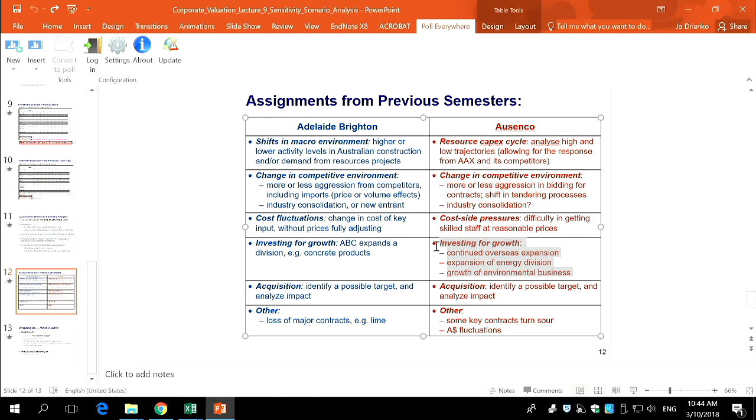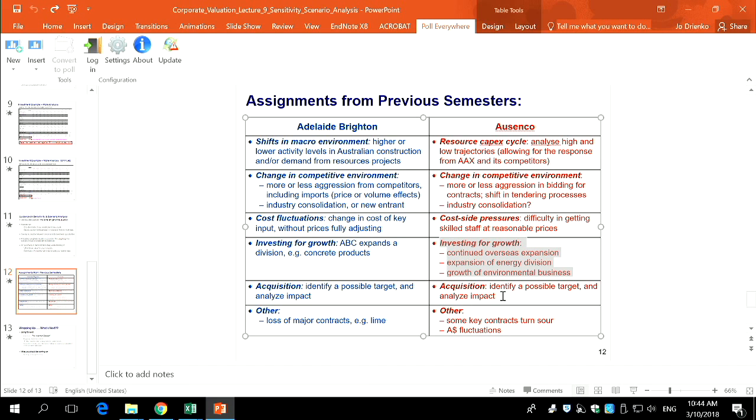Investing for growth, what if that investment turns out badly? You're just increasing capacity and your prices go down, you have a loss in revenue. Acquisition, again, is possible but very unlikely, and you never have data on an acquisition before it happens anyway. No companies announce acquisitions ahead of time. And some other inputs for AAX: contracts that don't work out, fluctuations in the Australian dollar. They did a lot of business overseas, so always a possibility. So those were, again, unlikely.